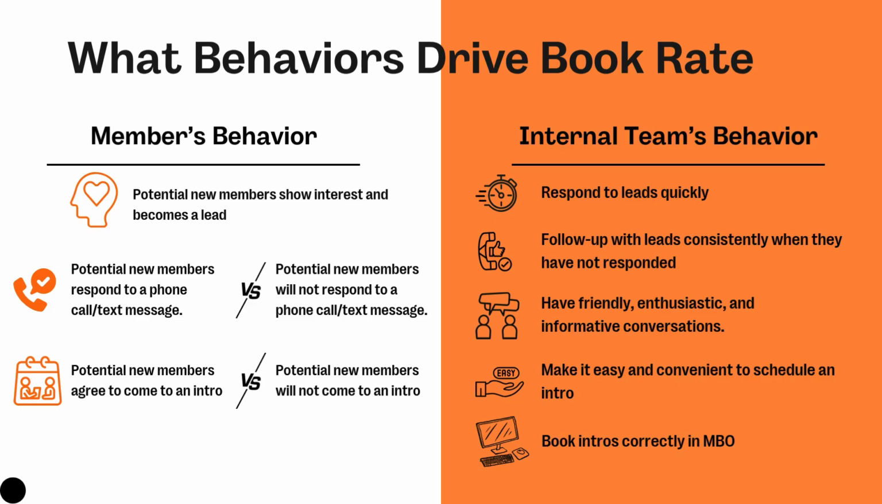But let's talk about our behavior. There are so many things that we can do. One, we can respond to leads quickly. How fast are we following up on these? We can make sure that we follow up with leads who have not responded consistently. We can make sure our tone is friendly, enthusiastic, that our conversations are informative. We can make sure that we're making it easy and convenient to schedule an intro. And we can make sure that those booked intros are correct in MBO so the data is showing correctly.